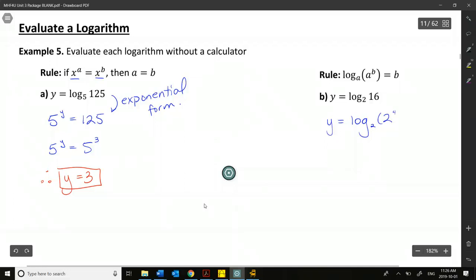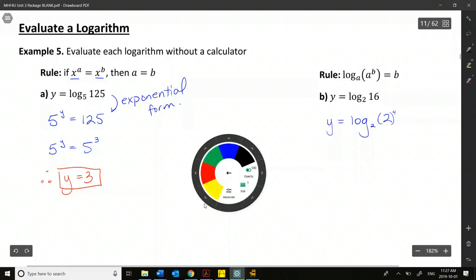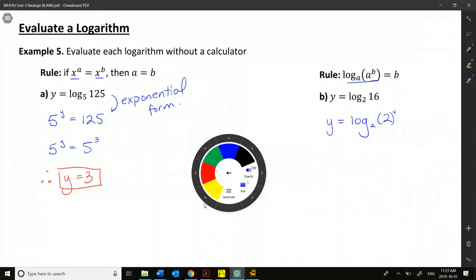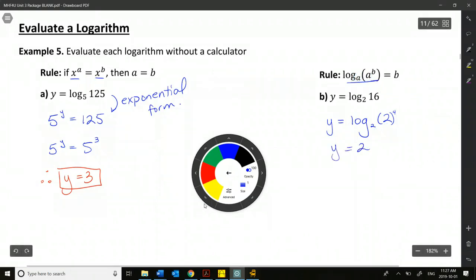4, yes. So I can say 2 to the exponent 4. And then by this logarithm rule that's up top here, any log where the base is equal to this value is just going to end up equaling the exponent. So I have it now set up in this format where this base and this base are the same. This is 2 and 2. So by the rule that we see above here, y is actually just equal to 4, the exponent.